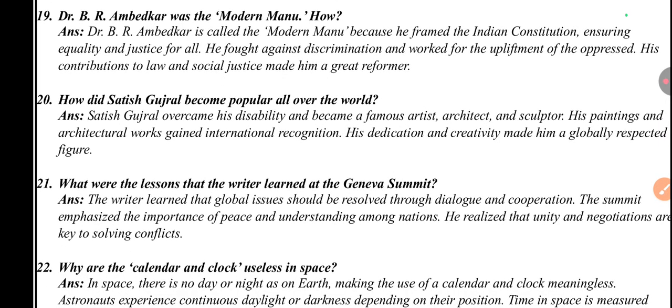Question number 19. Dr. B.R. Ambedkar was the modern Manu. How? Dr. B.R. Ambedkar is called the modern Manu because he framed the Indian Constitution, ensuring equality and justice for all. He fought against discrimination and worked for the upliftment of the oppressed. His contribution to law and social justice made him a great reformer.